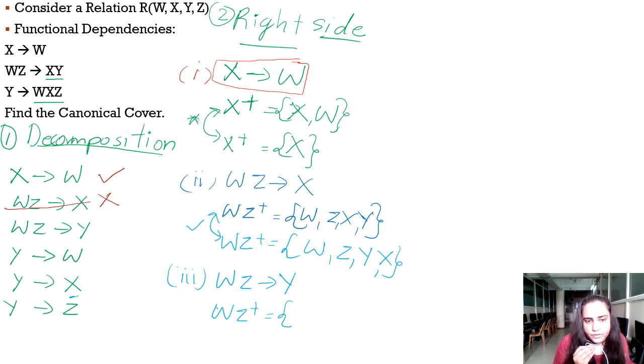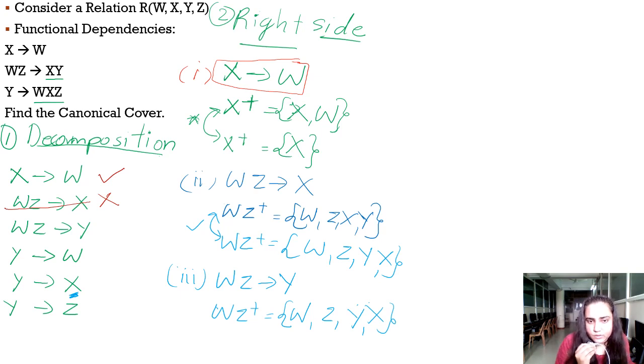So obviously right now, because this dependency is available, wz plus will be equal to w, z, y, these three attributes, and what is missing is x. Can I get x? Yes, I can get x using this dependency right here. So I am getting x also.